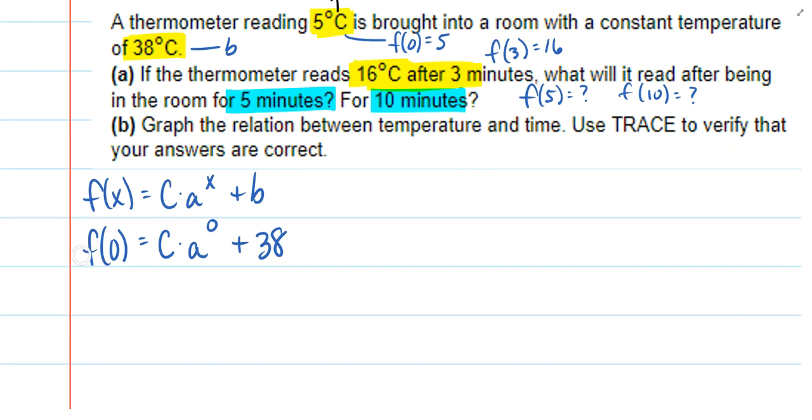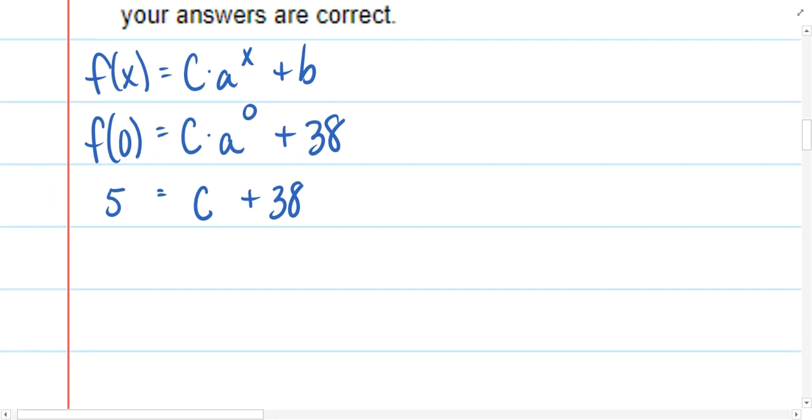Now here again, I know that f of 0 is equal to 5, but I didn't indicate that in this line. I'm going to indicate that here. I'm going to replace f of 0 with the number 5 because I know those two are equivalent. I also know that a to the power of 0 is equal to 1, and 1 times c is just c. Well, now I know that 5 is equal to c plus 38. Therefore, c is equal to negative 33. In other words, our graph at time 0 is starting 33 units below B.